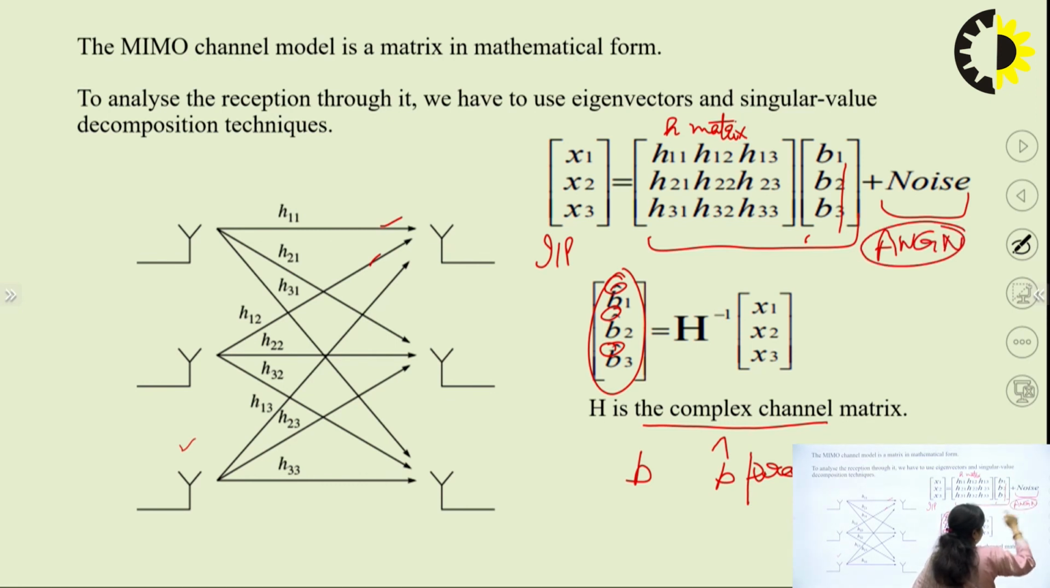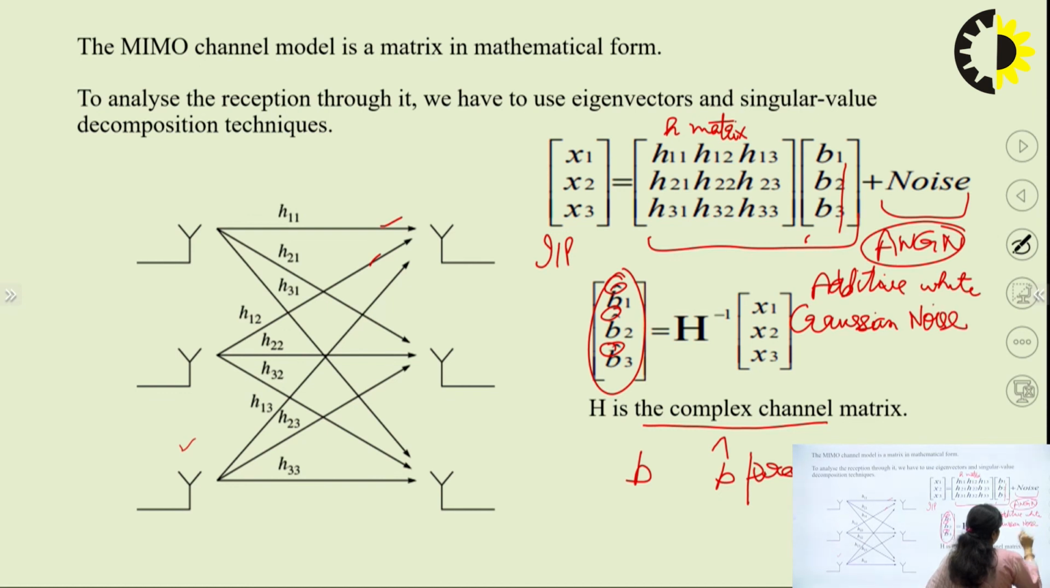So what is AWGN noise? Its full form is additive white Gaussian noise. Why do we call it so? Because it is additive in nature, meaning it will definitely be added. It is not a multiplicative noise, because if a signal is affected by multiplicative noise, then its characteristics will be changed at an exponential rate.